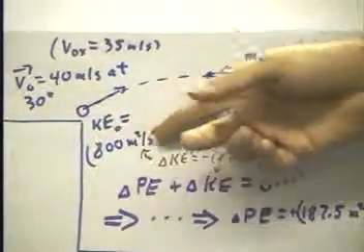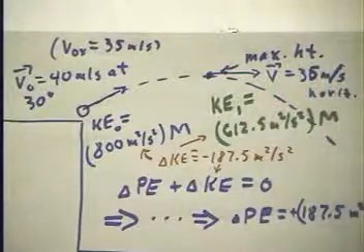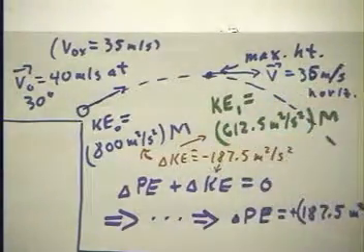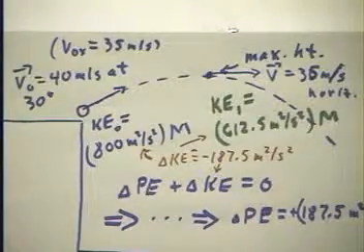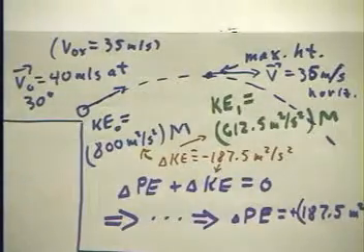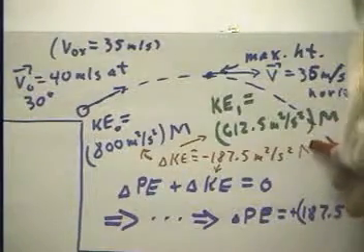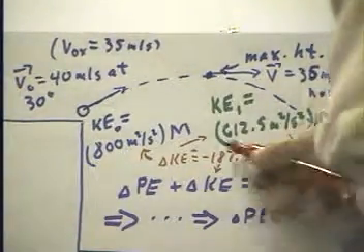So we start off with this kinetic energy, we end up with this kinetic energy. Our change in kinetic energy is negative 187.5 meters squared per second squared. Another mistake. Got to multiply that by M, don't we?